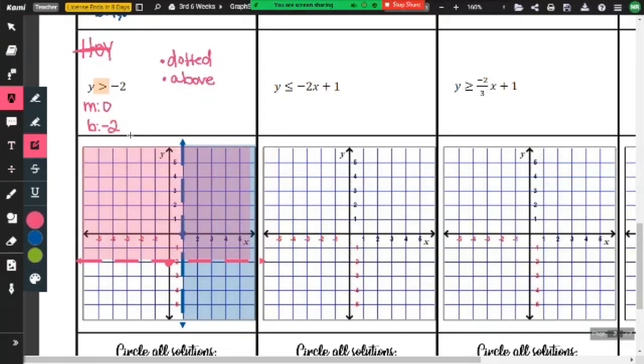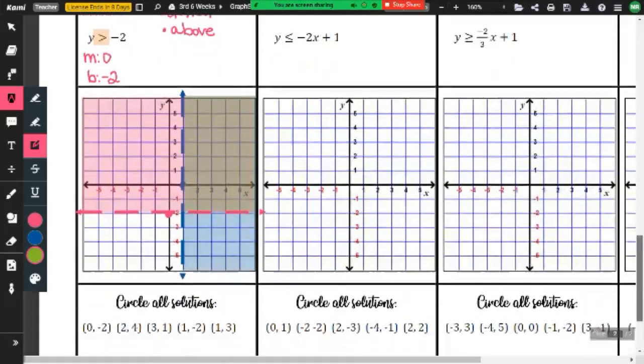And notice how your colors end up mixing, turning it into a purple right here in this box. This is what we call our new solution area. Before, it was anywhere in the shaded area, but now since the colors are mixing, that's your new solution, okay?